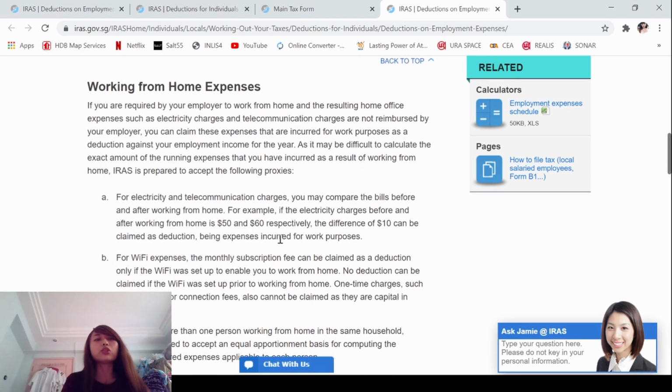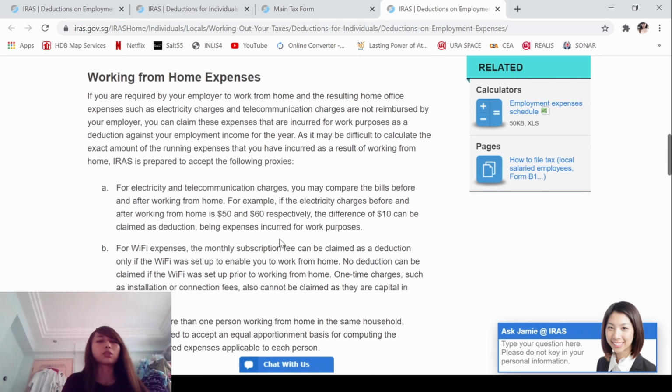And then there's this new work from home expenses, which is because of COVID, they allow this deduction. How you calculate this is based on your electricity and telecoms charges or Wi-Fi. For Wi-Fi, usually people are on a fixed plan, so they do not consume more than a certain amount. So it usually doesn't change. What changes usually will be the electricity.